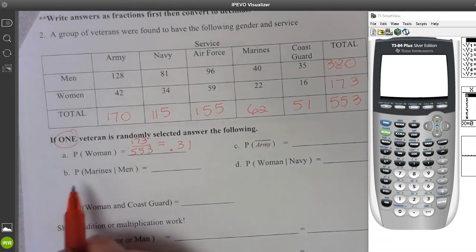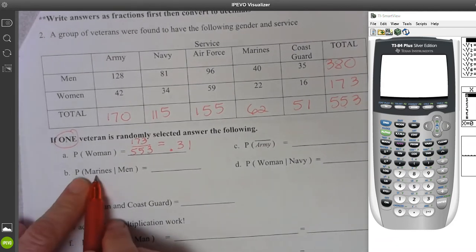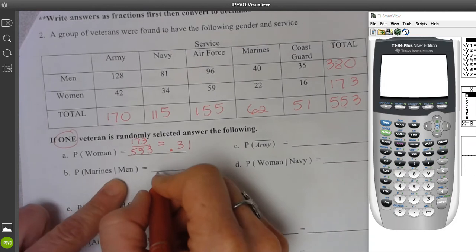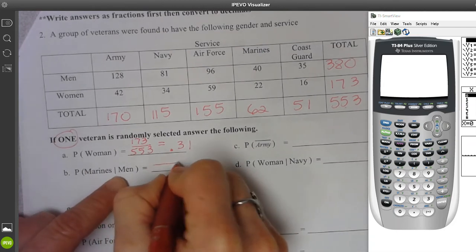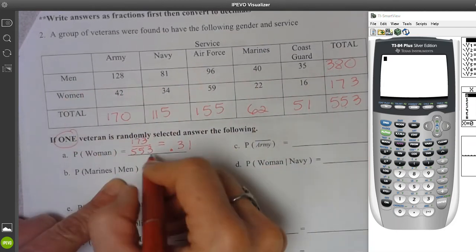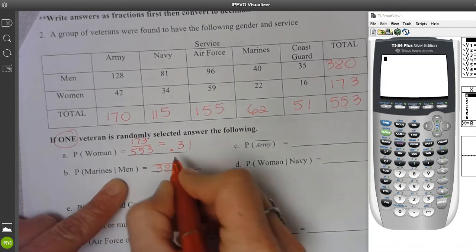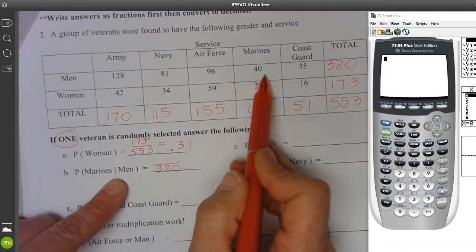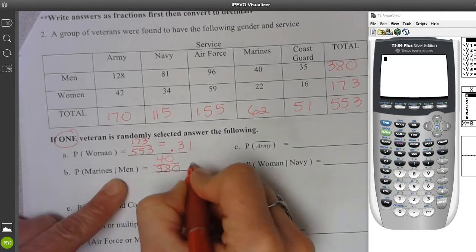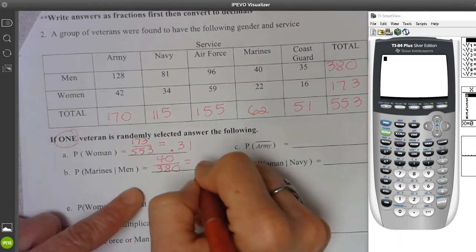The next one asks, what's the probability of selecting a Marine given that we know this person is a man? So we're only looking at the men. If you total up all the men, there's 380 men. Of those, only 40 are Marines. So 40 divided by 380 is 0.11.